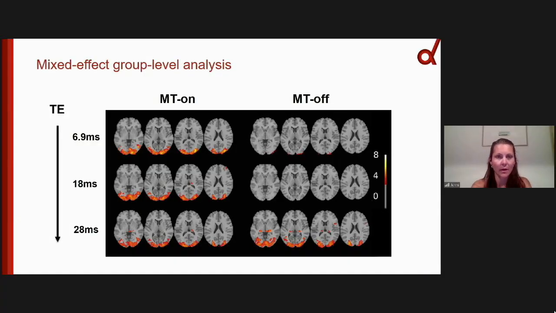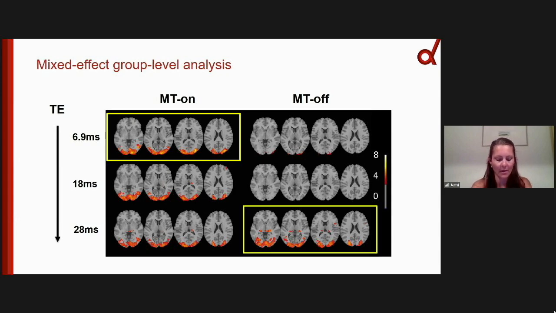In the mixed effect group level analysis of the signal activation for all 3 echoes, we saw significant activation for all 3 echoes in the MT on case, where the first echo shows the highest ABC contribution, reducing with TE while the BOLD signal builds up.